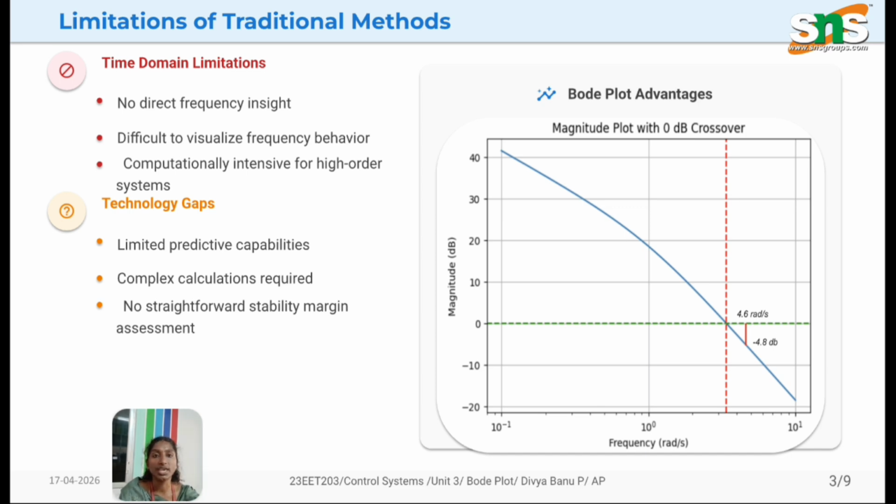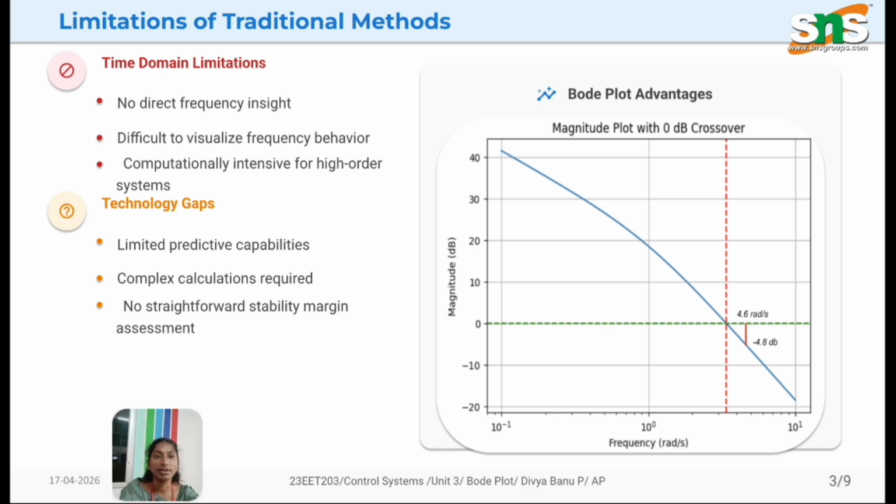Here we also have some time domain limitations and technology gaps, such as no direct frequency insight, difficulty visualizing the frequency behavior, and being computationally intensive for higher order systems. The technological gaps include complex calculations, because calculations play a major role. When it becomes complex, the exact stability of the system may not be monitored, so there is no straightforward stability margin assessment.